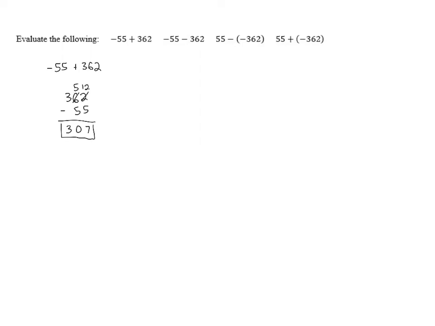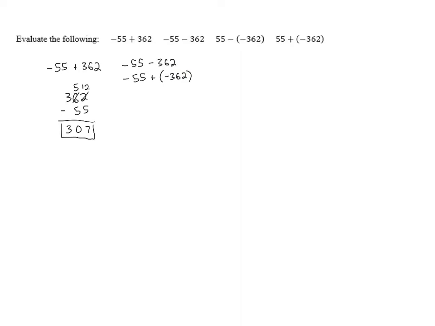Let's take a look at the next one, negative 55 minus 362. There's 2 ways to look at this. We can leave it like this. You can also change it to an addition, negative 55 plus negative 362, because taking money away from someone is the same as adding to their debt, right? We could spend $362 in cash on, I don't know, a computer, or we could put it in our credit card and add to our debt.